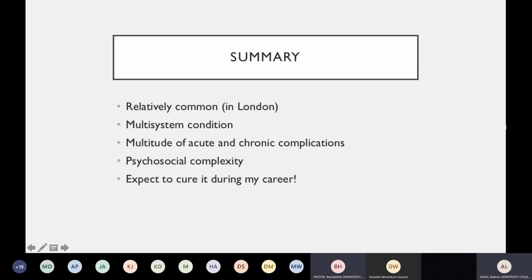So it's been a kind of a whiz through paediatric sickle cell. In summary, it's relatively common in London, but it's not everywhere, obviously. It must be really seen as a really complex multi-system inflammatory condition, has a multitude of acute and chronic complications and a real psychosocial complexity. I really hope and expect that we will be able to cure sickle cell during my career.